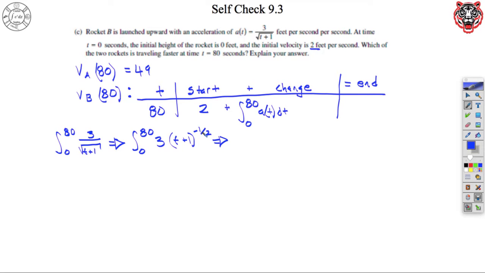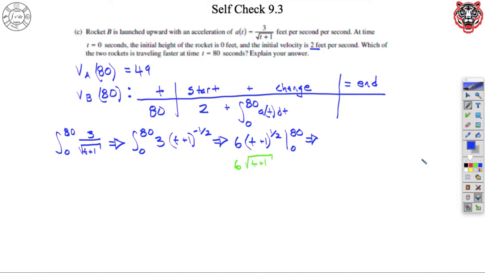So this negative 1/2, we're going to add a power, so it's going to be t plus 1, negative 1/2 plus 1 is just a positive 1/2, and then I divide down. So 3 divided by 1/2 is the same thing as 3 times 2, which is just 6. That is evaluated between 0 and 80. So to evaluate this, we should note that this is really 6 times radical t plus 1.